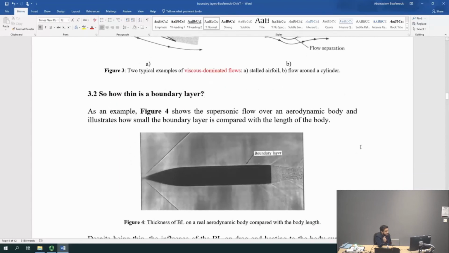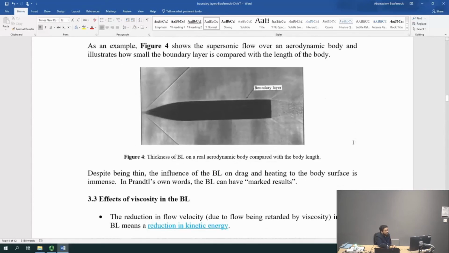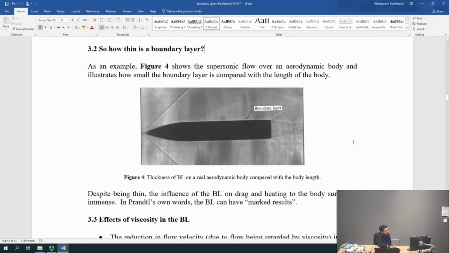I told you already it is usually on the order of millimeters. But let me just give you a picture here. This is an aerodynamic body. What do you think the speed is here? Yes, most likely high, because of the shock wave. It's actually a system of shock waves. We have one at the nose, and you can see shock waves at the back as well. Anyway, we know this is high speed.